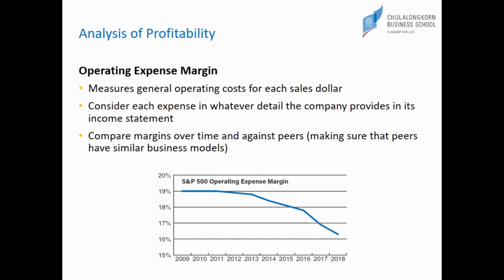And there's an operating expense margin. Okay. So it measures the operating cost for each sales dollar. It's the operating cost divided by sales, right? So consider each expense in whatever detail the company provides in its income statement. So this operating expense is the expenses that show between the gross profit and the operating income. Okay, so these are the operating expenses, like SG&A, those kinds of things would fall under this operating expense category.